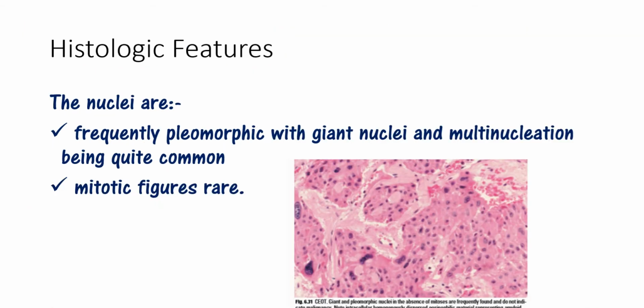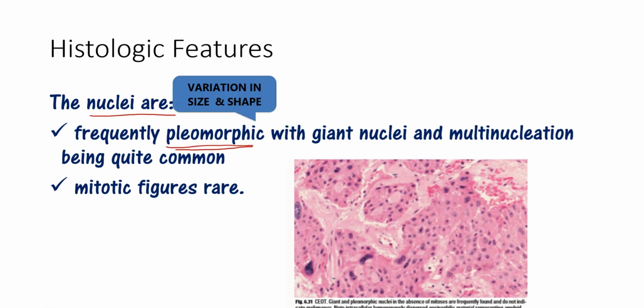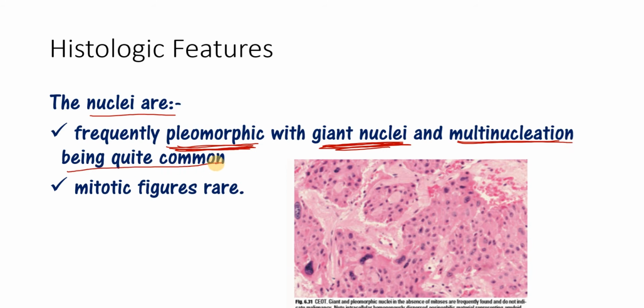Coming next, the nuclei. What will be the features of the nuclei? They are frequently pleomorphic. What do you mean by pleomorphic nuclei? That is a variation in shape and size of the nuclei with giant increase in size of the nuclei and multinucleation being common. That is, more than one nucleus within a cell may be there. Mitotic figures, that is division, are not very common. It is very rare. So if you see this image, there are giant nuclei and they have difference in shape, that is pleomorphic nuclei you can appreciate.